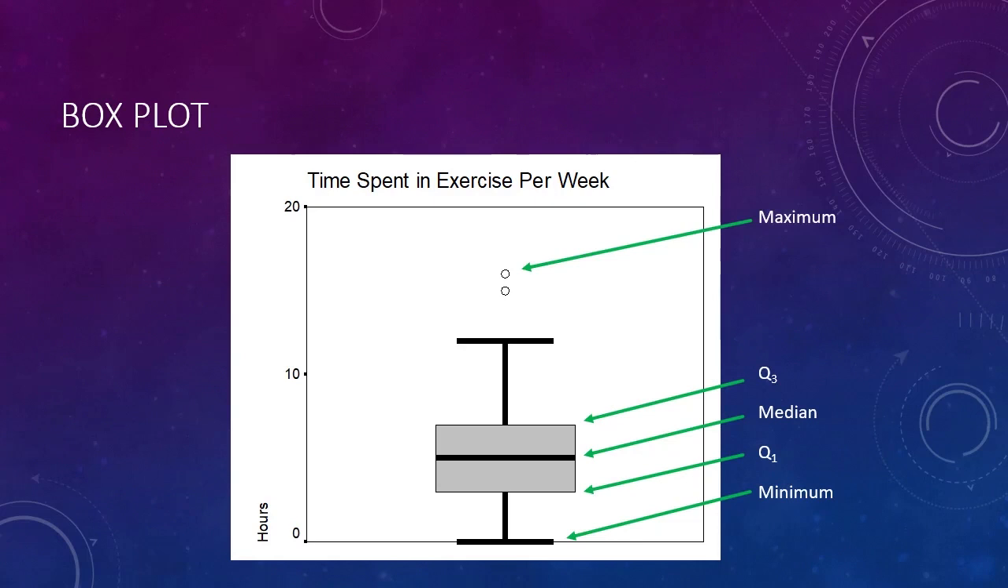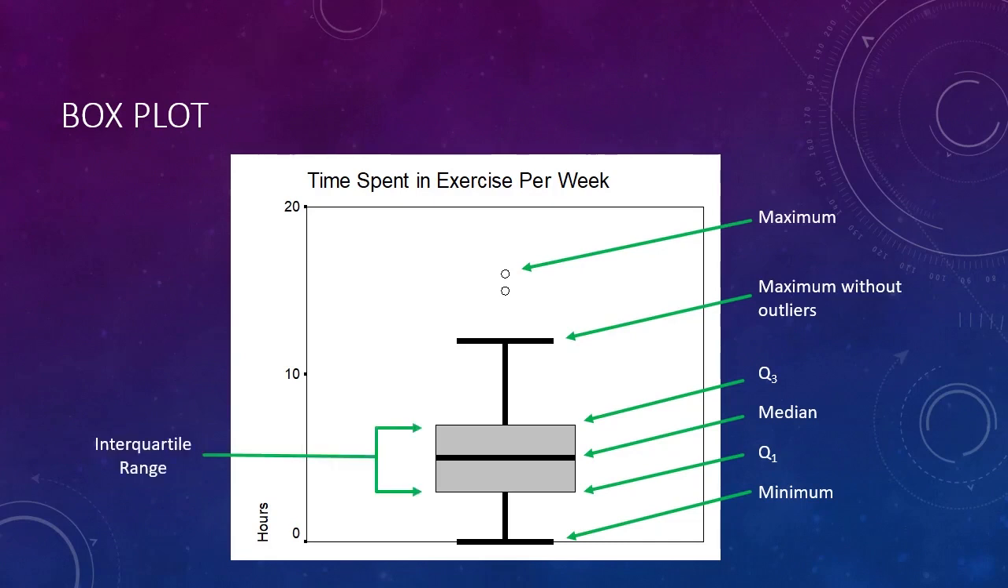Sometimes there are data points that are separated from the rest of the data by a significant distance. That's the case in this graph for 2 data points. We call these outliers. When we have outliers, one option is to show them separately and then draw the maximum of the other scores without the outliers as our maximum line. That's what was done for this graph. The box consists of data that are within the interquartile range.